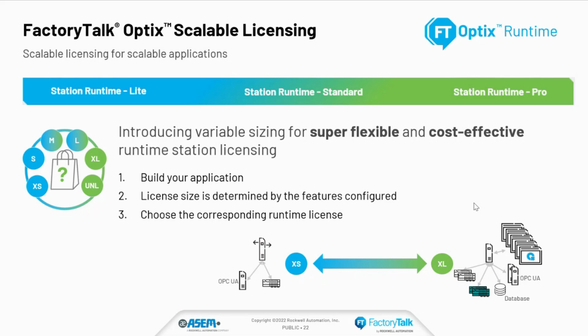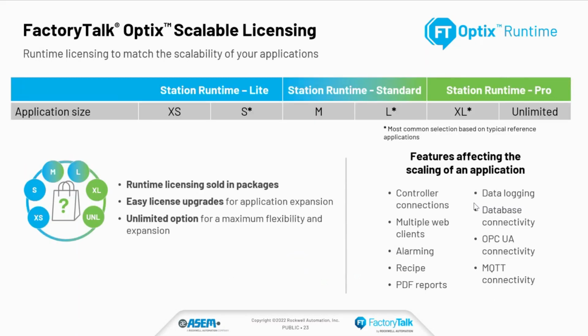So how FactoryTalk Optix license is offered is that your license is determined by the features that you wish to build into your HMI. Each feature you wish to deploy to your HMI is going to have what is called a token cost. So for example, if you want the ability to do recipes in your HMI, that's going to cost you one token. You want to do data logging, that's going to cost you another token. Controller connections, right? Another token, and so on and so forth.